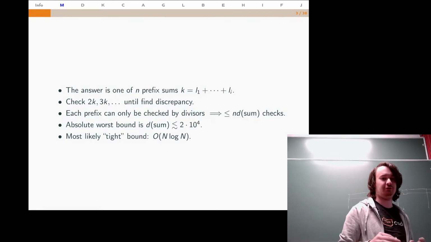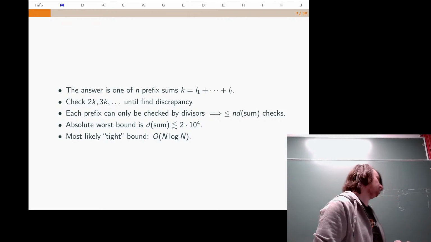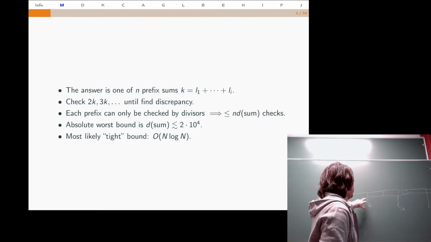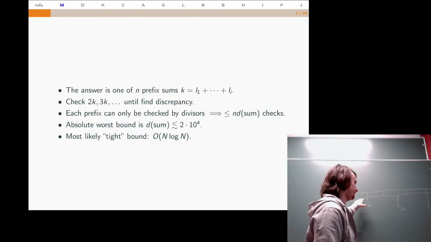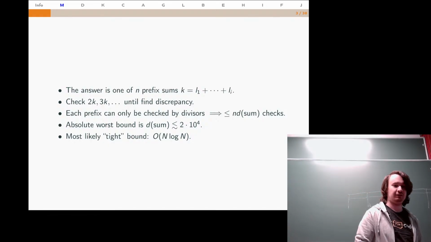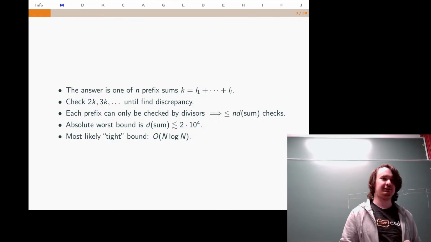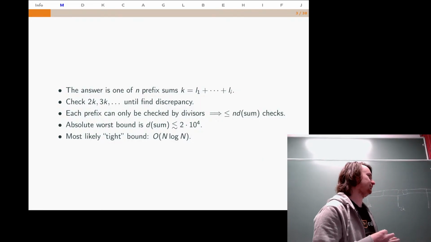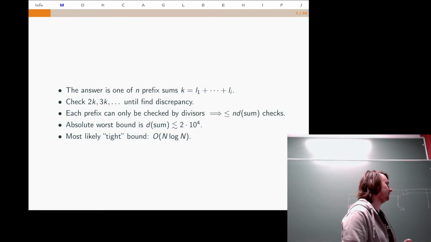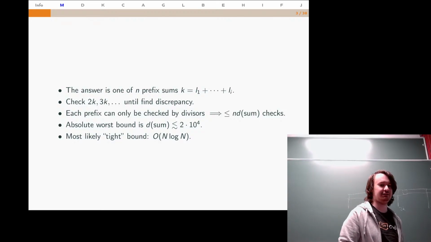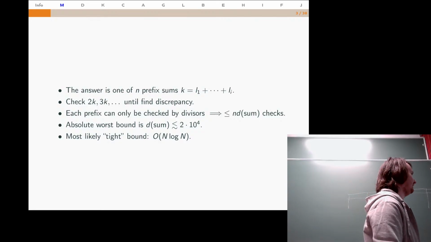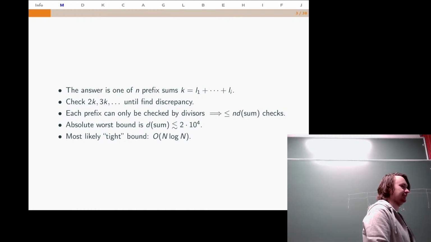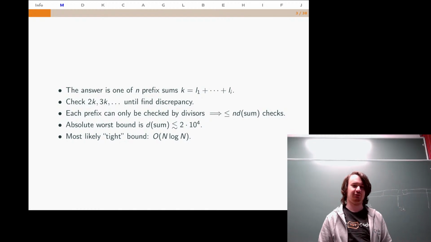So first of all, we notice that the answer is always one of the prefix sums, because for the first k, the sum of the segments that go up to this first value of k must be a prefix sum of the given segments, because we can't rearrange them. So essentially we go over all these prefix sums, and then we store all the other prefix sums in some kind of hash map, for example, and then we check the numbers 2k, 3k, etc. And if we find any discrepancy, then we stop and we continue to check for the next value of k.